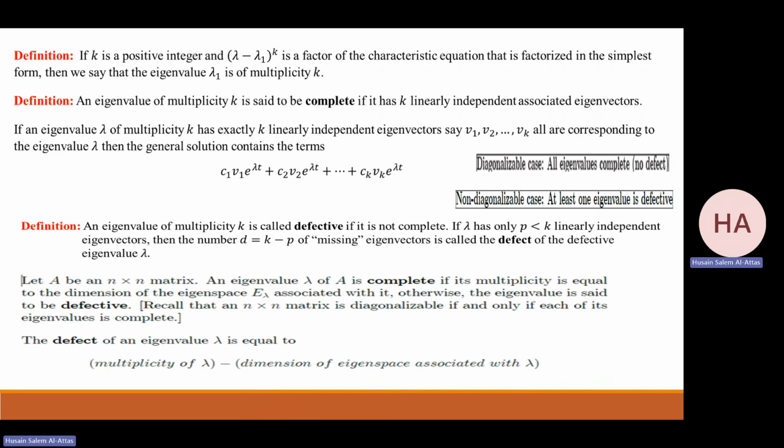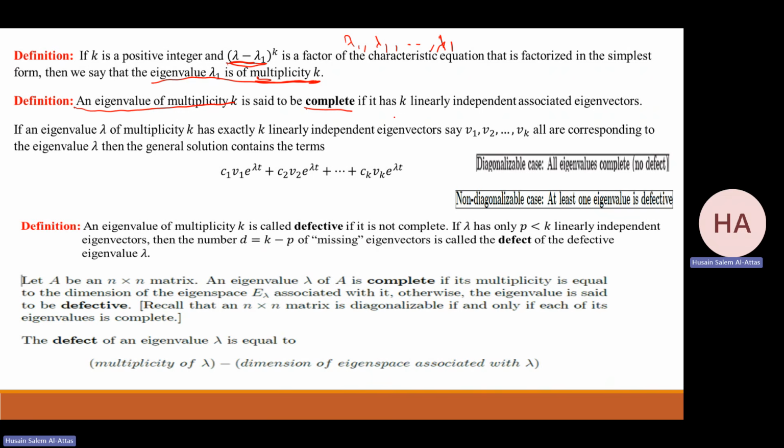Okay, so we'll start with some definitions. We say if k is a positive integer and we have this as a factor, so you have lambda 1 repeated as an eigenvalue k times, we call this k the multiplicity. We call the eigenvalue lambda multiplicity k. So you have an eigenvalue of multiplicity k. We call it complete if what?